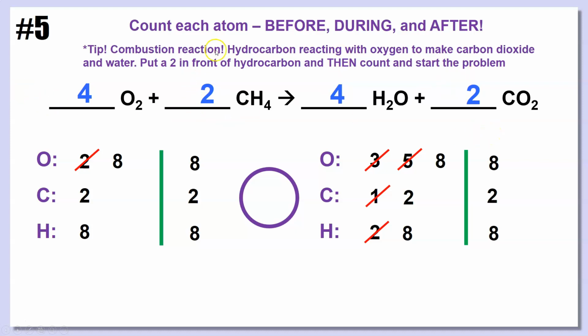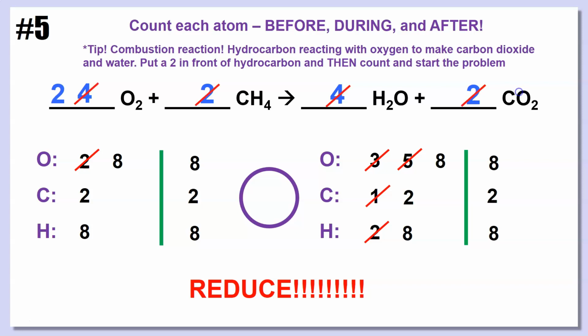It's not going to be 4, 2, 4, 2. That's not the simplest set of numbers. I'm going to reduce them. This becomes a 2. This becomes a 1. You don't have to put the 1. This is a 2. This is a 1. Now that's the finished balancing, okay?